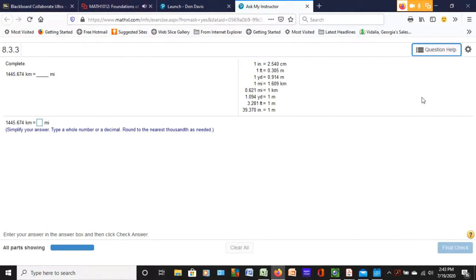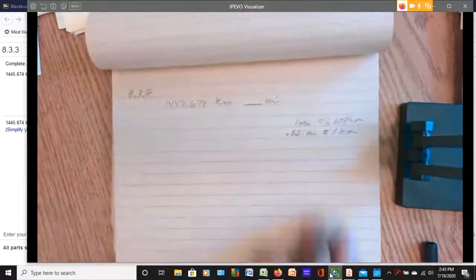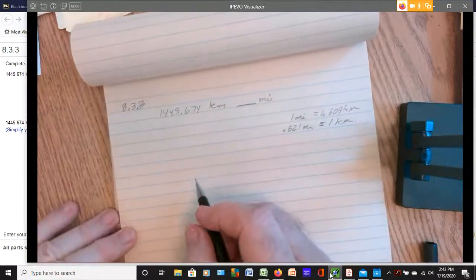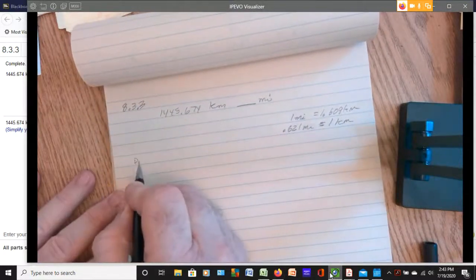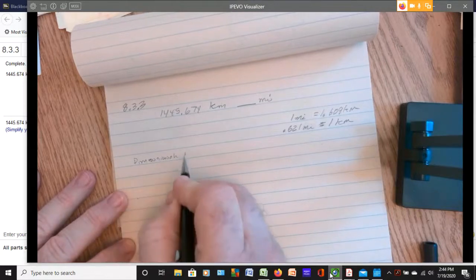All right, so you notice we have a choice of going from 1 mile to kilometers, or we can go from 1 kilometer to miles. Those are the two conversion factors that they give us for this problem. So why don't we take a minute and see if we can understand how we might approach this. Now, the way that I like to work these problems has a fancy name, it's called dimensional analysis, okay?